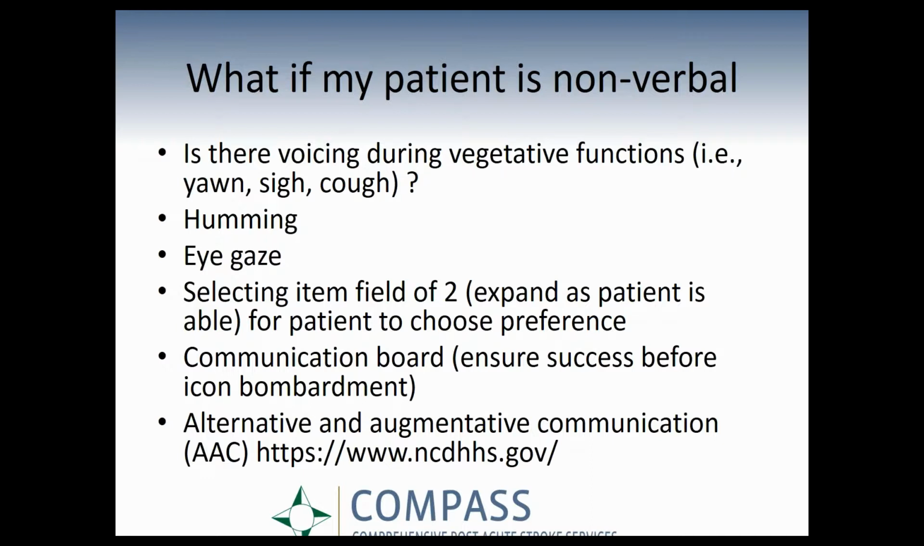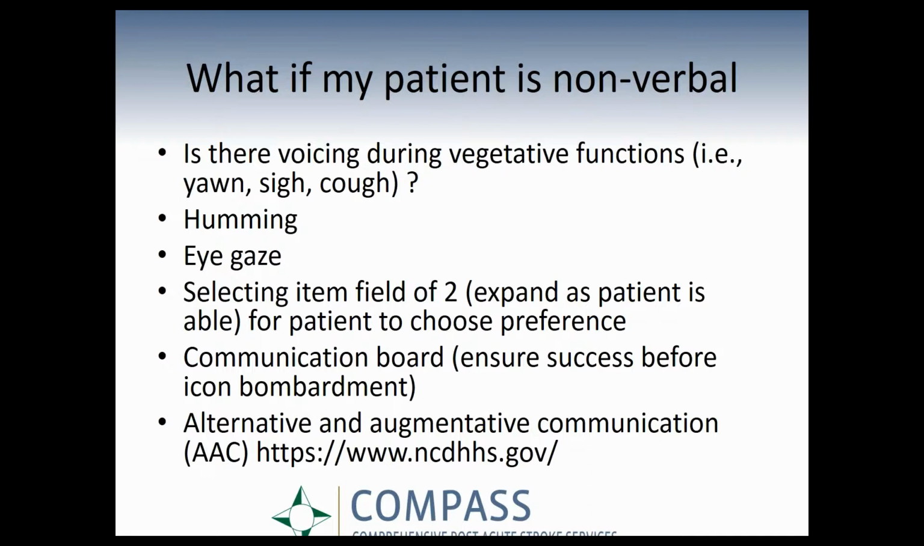I do caution people with the communication board to start with maybe two icons to make sure they can eye gaze at two options, or make sure they can eye gaze from yes to no, before we give them these pre-made picture boards that have 15 plus icons on them, because those can often just bombard them. And again, rather than optimizing them, we're being destructive. So we want to ensure success before we make these large boards.